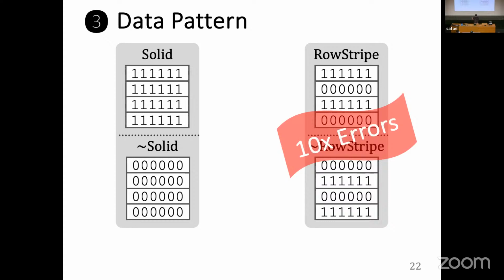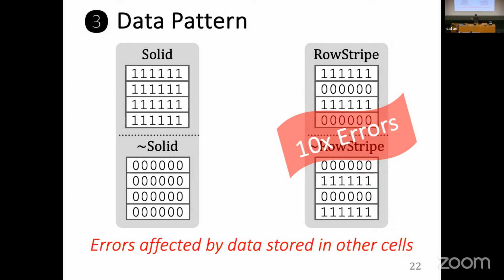values. And people find that by having the aggressor and victim with opposite values, you can induce many more bitflips compared to the trivial cases where the aggressor and the victim have the same value. So this means that the RowHammer phenomenon is data pattern dependent, and it also provides some insights for the device level mechanisms of this phenomenon.